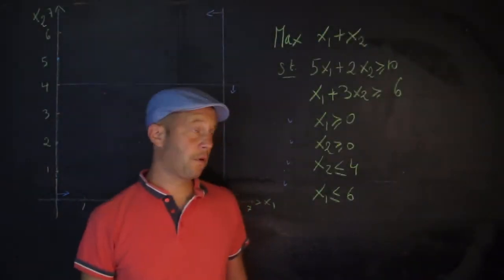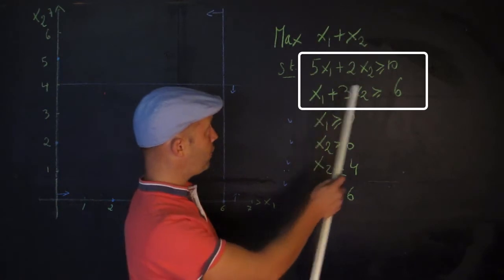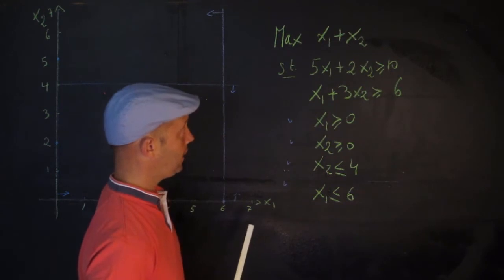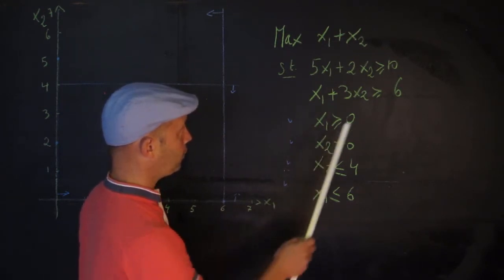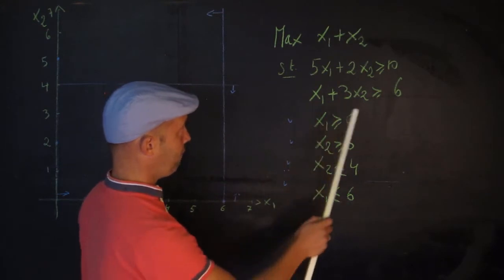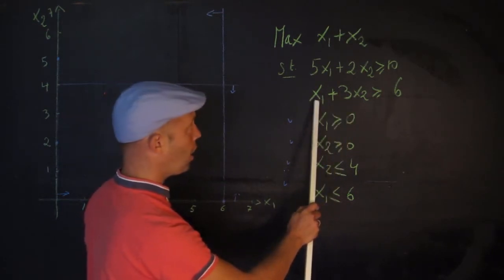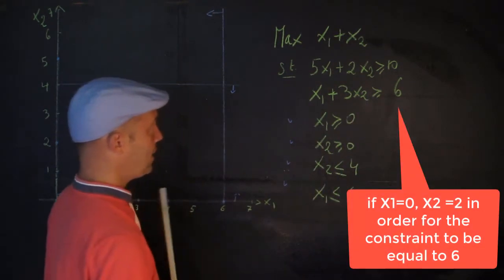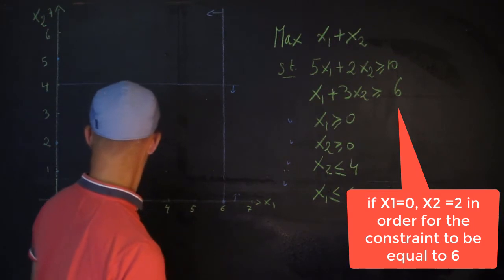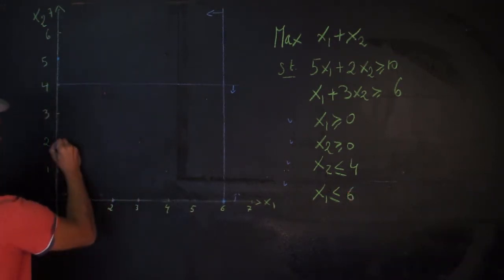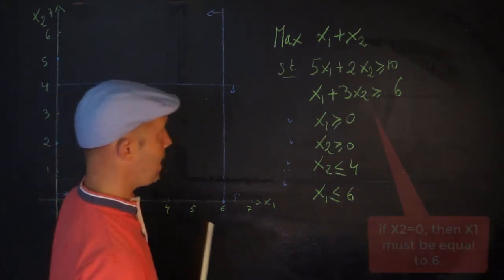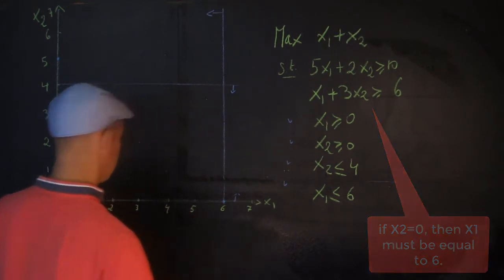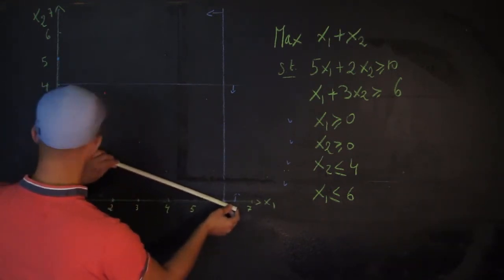Alright, after mapping those 4 constraints, I'm going to map the last 2. That one, x1 plus 3x2 greater or equal than 6, is pretty straightforward. So what do I need to do here? If x1 is equal to 0, how much should x2 be in order to be equal to 6? If x1 is 0, then x2 should be equal to 2. So 0 and 2 here. And then if x2 was equal to 0, x1 would have to be equal to 6. So that would be 6 and 0, right here and right here.